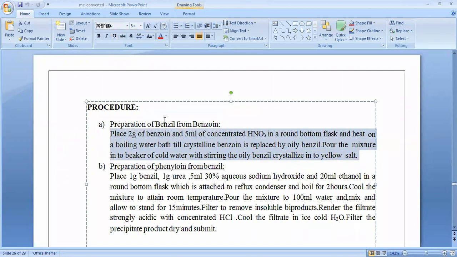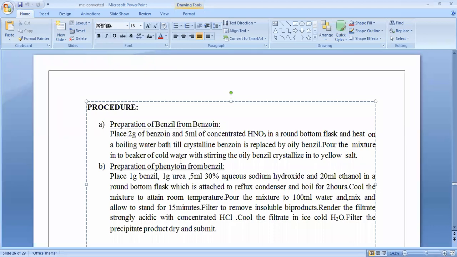When you resumed your college, at that time we synthesized the benzil molecule. So what is the procedure for synthesis of benzil? 2 grams of benzoin and 5 ml of nitric acid were taken in a round bottom flask at that time, and we heated the reaction mixture on a water bath till it crystallized out. So this benzoin is replaced by oily benzil.